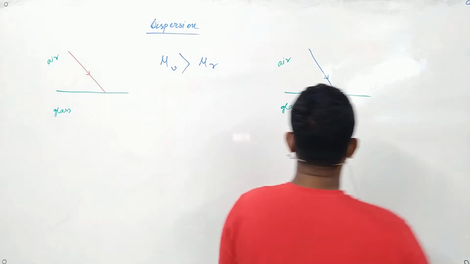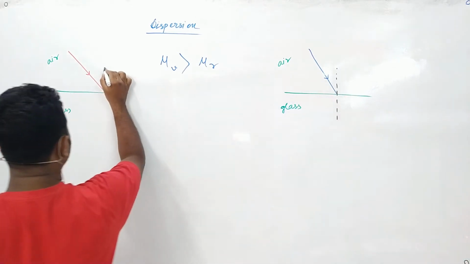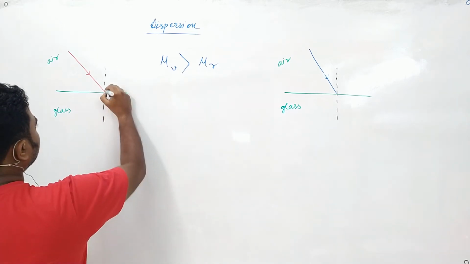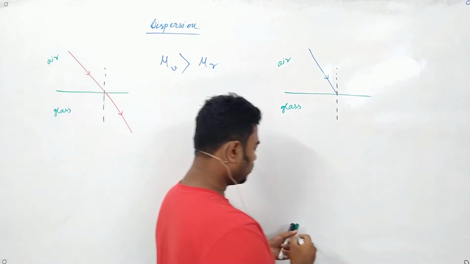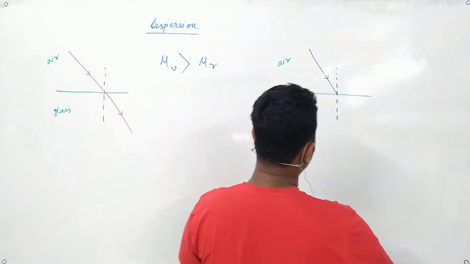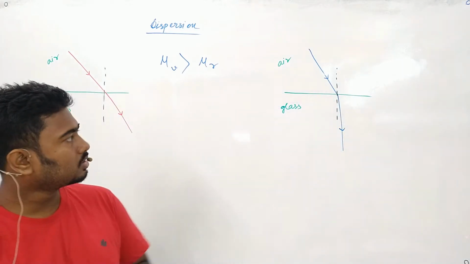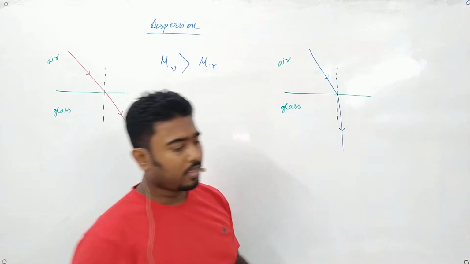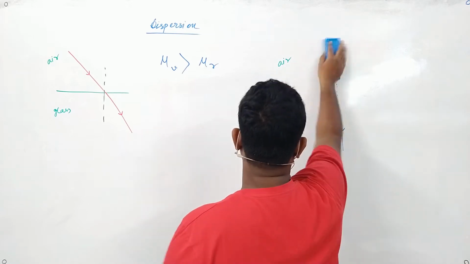Yes. Okay, so if I draw a normal in this case and if I draw a normal in this case, I will be able to see that this one will go more towards the normal, right? Because the violet or blue has more refractive index, right? Now the same thing if we apply to a prism.